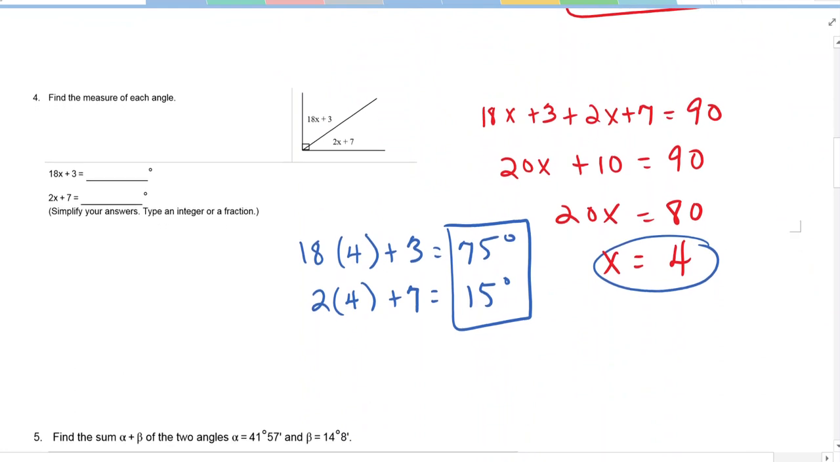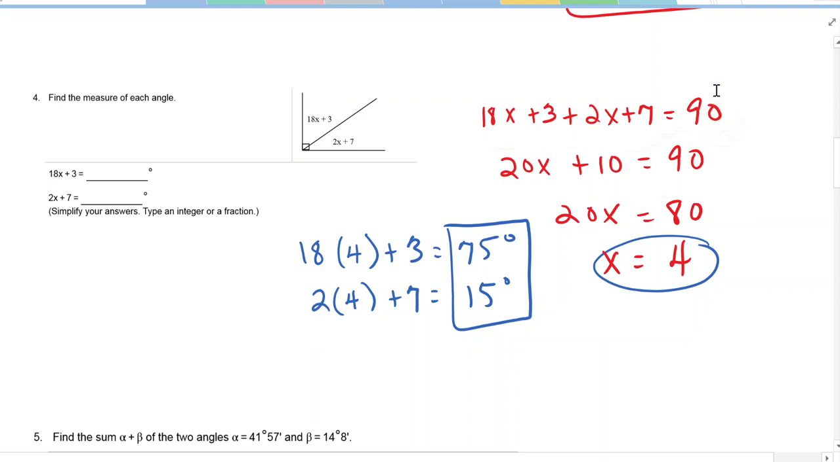Now in this question, it says find the measure of each angle. So what we first need to notice is that there's a little square here. That indicates it's a right angle. If it's a right angle, we should know that it's equal to 90 degrees. So take this, 18x plus 3, and add it to 2x plus 7, and you should get 90 degrees.